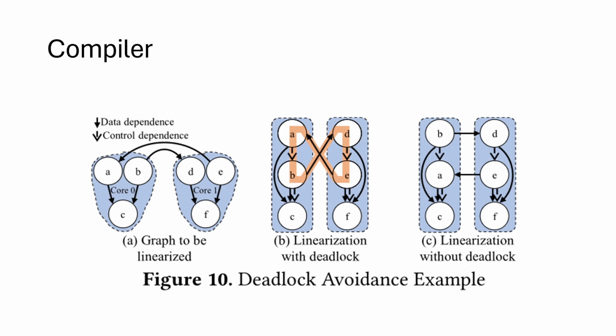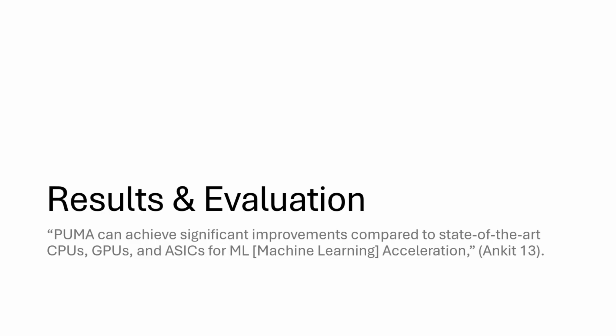And here's an example of deadlock, where there's data dependence on prior nodes and there's control dependence on later nodes, and as a result, it can't continue. It's kind of like an algebraic loop where you need to know the output to know the input, but you need to know the input to know the output. And as a result, this algebraic loop isn't broken. So instead, they use this architecture over on the right to prevent deadlock. Next are the results and evaluation.